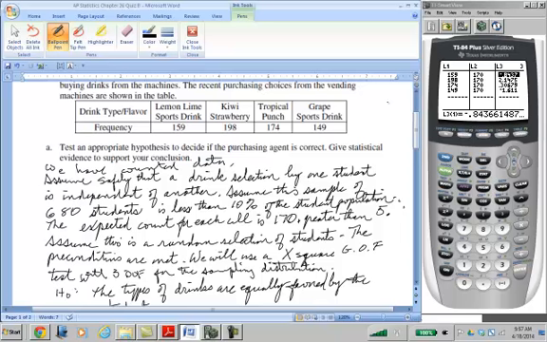Let me go over that again. So the standardized residuals, let me write the formula out. You want to get them in the right order.